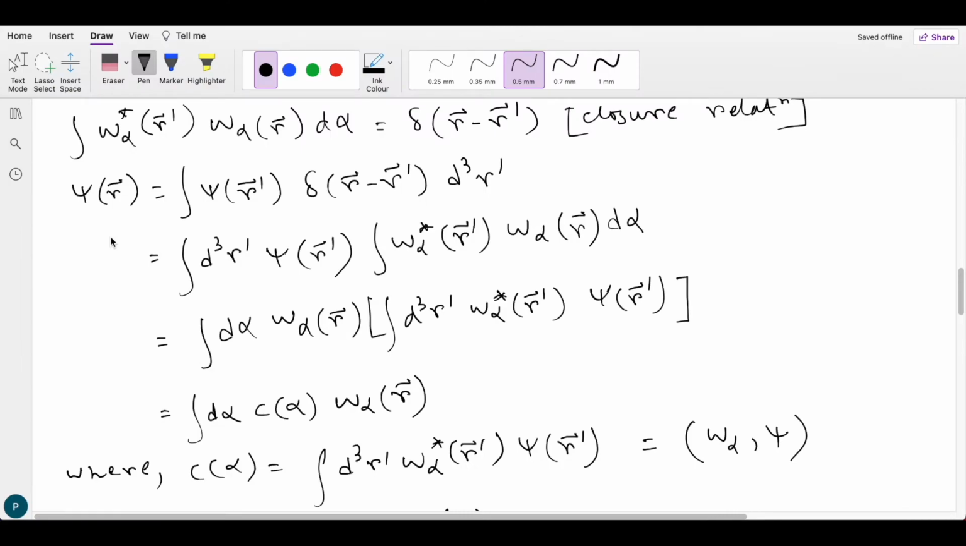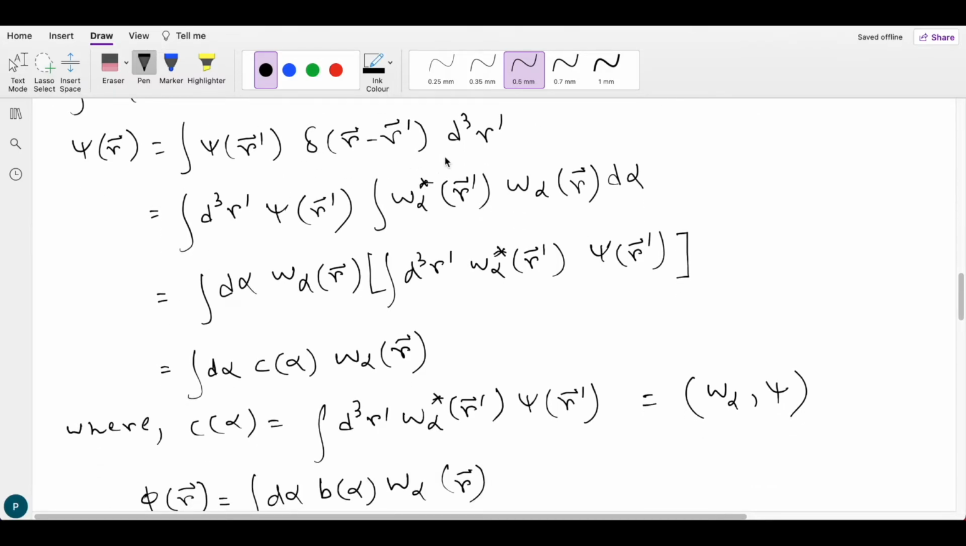Let's say we can write a wave function psi of r as the integral of psi of r prime delta of r minus r prime d3 r prime. Here r prime is the dummy index or parameter, and we know that this integration is going to give psi of r.